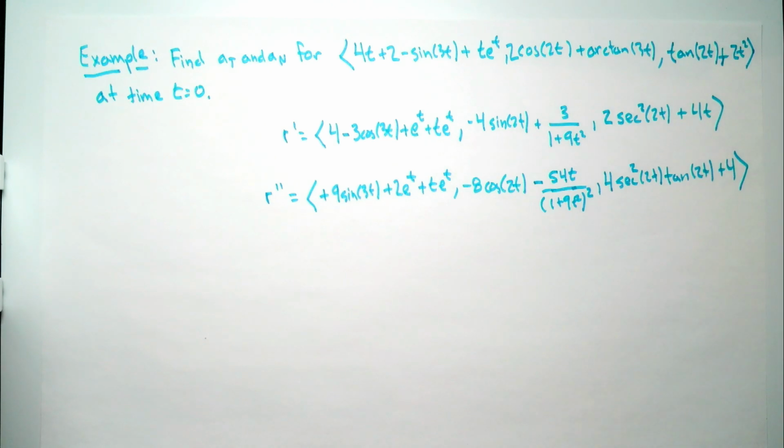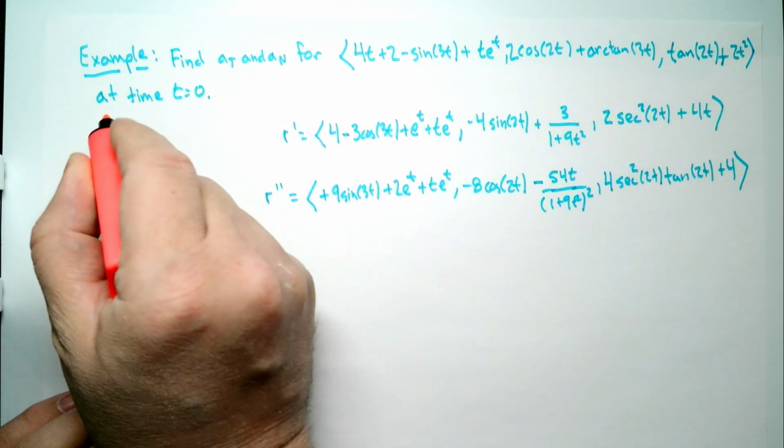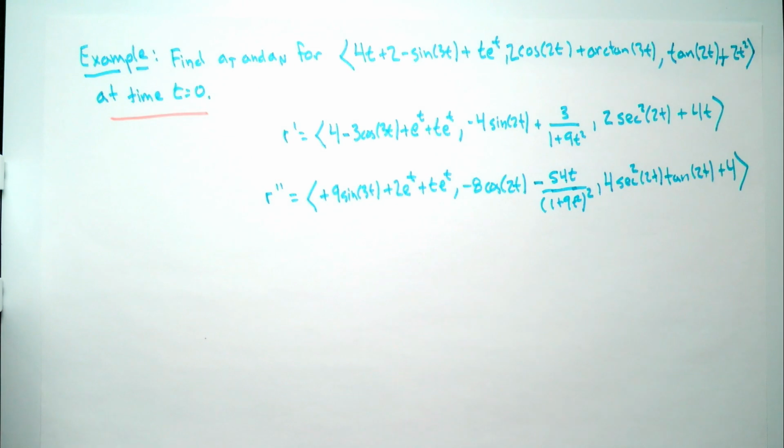But then we remember, this is at time t equals 0. I don't have to find a sub t and a sub n for all values of t. That's what we've been doing so far. I have to find it for one specific value of t.